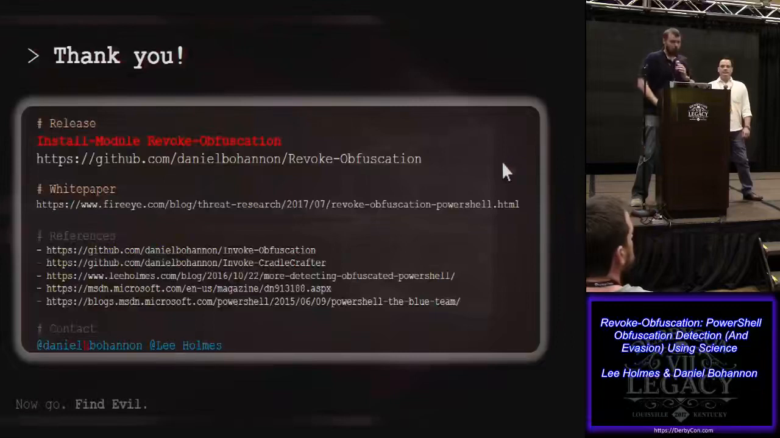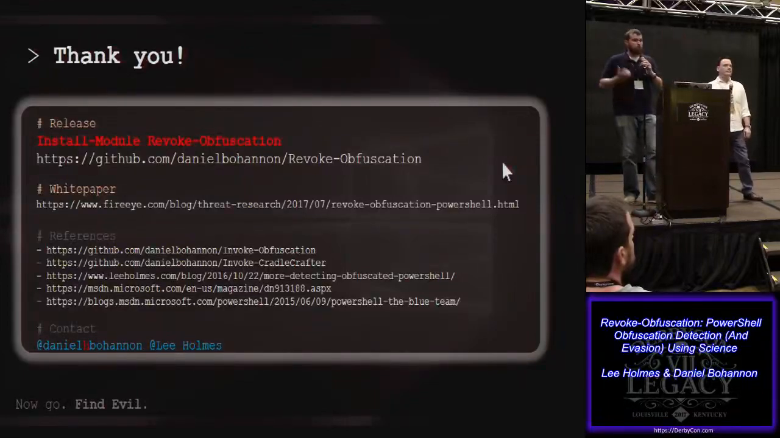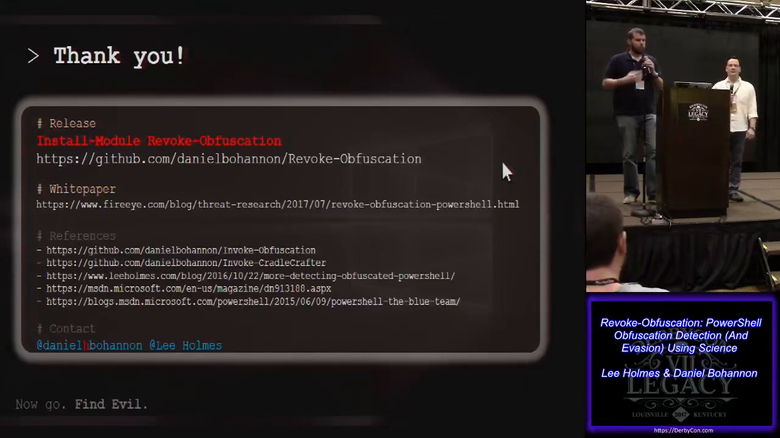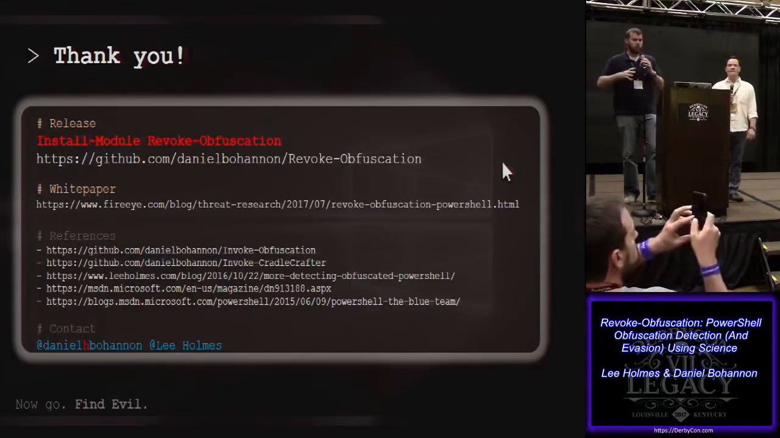And with that, how do you get it? It's on my GitHub under Revoke-Obfuscation, or you can just download it directly from the gallery. At any PowerShell prompt, just run Install-Module Revoke-Obfuscation, and within 30 seconds you can be installed, up and running, ready to go. We also released a white paper in association with this, which is that second link, and a few references to some of the tools and research that's come before us, looking at detecting PowerShell in general. With that, we're at time.